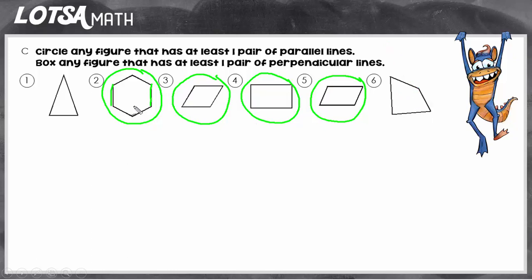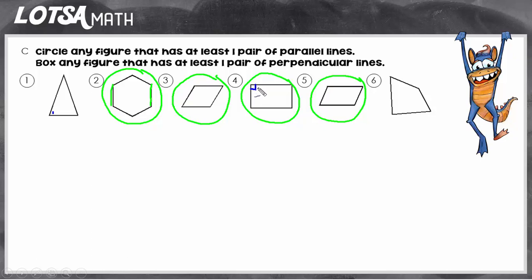Okay, so now we're going to go back and box any figure that has perpendicular lines. So remember, perpendicular lines meet up at right angles. So these have lines that are meeting up, but if I use the corner to corner trick, I would see that they're not right angles. Okay, so same thing here. I have a lot of angles, but none of them are 90 degrees. On number 3, I see I have angles, but these are acute and these are obtuse. So no perpendicular lines.